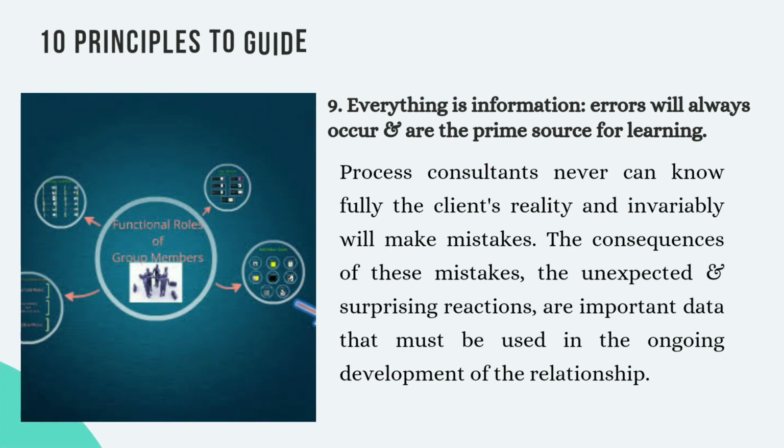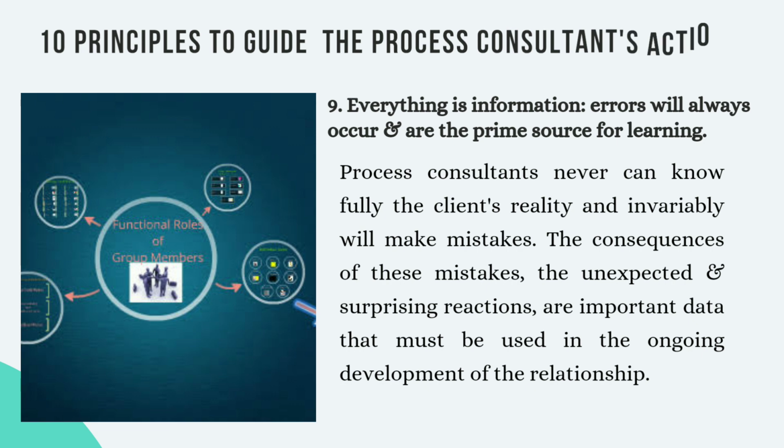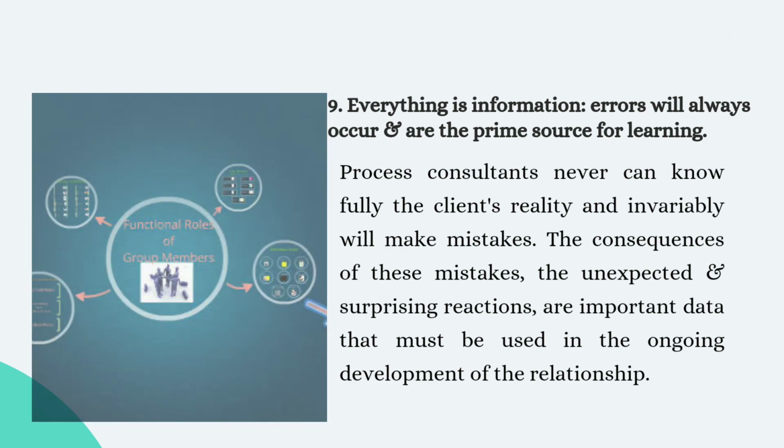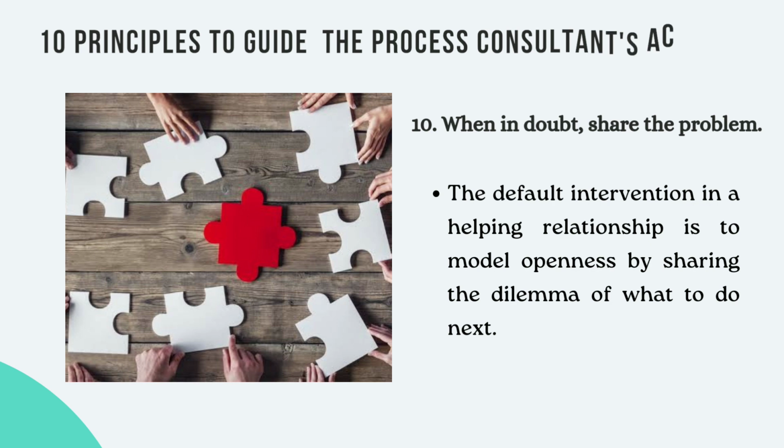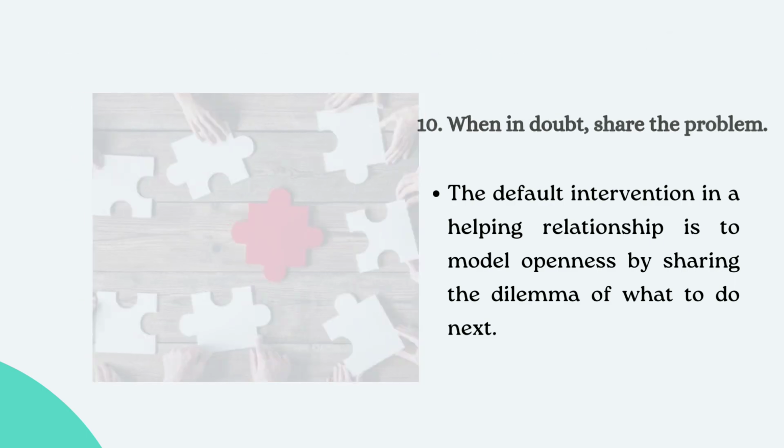9. Everything is information. Errors will always occur and are the prime source for learning. Process consultants can never know fully the client's reality and invariably will make mistakes. The consequences of these mistakes, the unexpected and surprising reactions, are important data that must be used in the ongoing development of the relationship. Lastly, 10. When in doubt, share the problem. The default intervention in a helping relationship is to model openness by sharing the dilemma of what to do next.